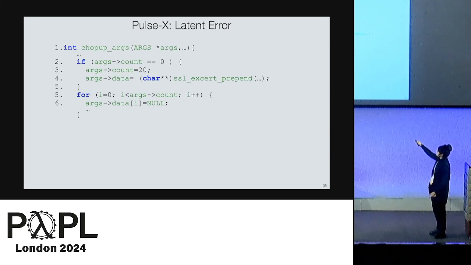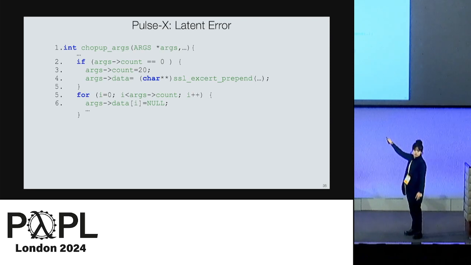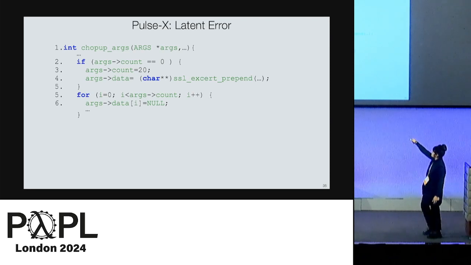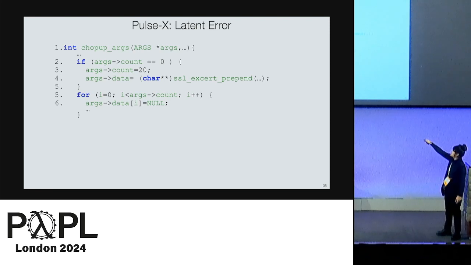Now, if the args that you pass has count 0, then what the implementation does is first set it to 20, and then populate data by allocating some new memory. And it does that using this procedure that you saw on the previous slide. And afterwards, it goes through this data array and sets everything to null.